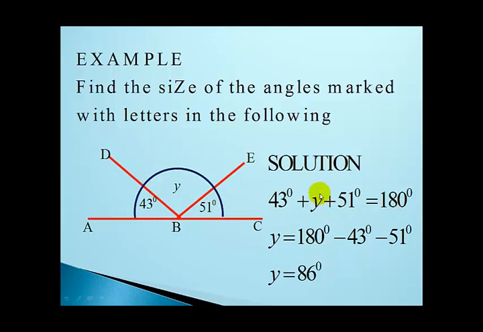Now, we are solving for y. And therefore, 43 degrees on the left-hand side becomes minus 43 degrees on the right-hand side. And 51 degrees on the left-hand side becomes minus 51 degrees on the right-hand side. So y is equal to 180 degrees minus 43 degrees minus 51 degrees. And this is equal to 86. And therefore y is equal to 86. The value of y equals 86 degrees. That is the angle y.